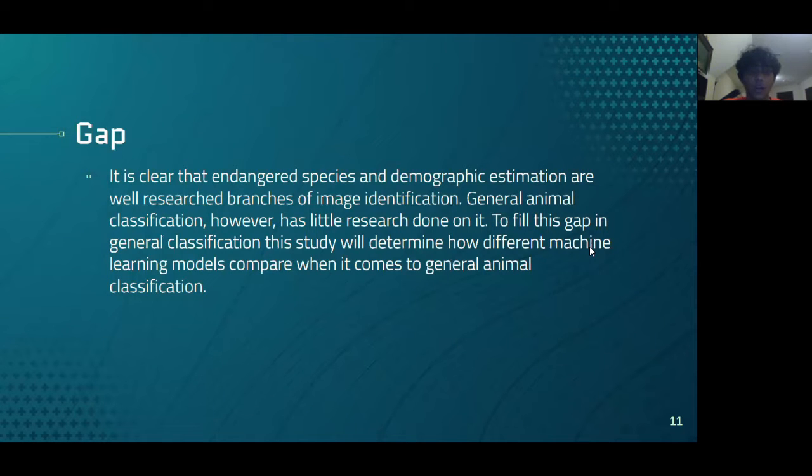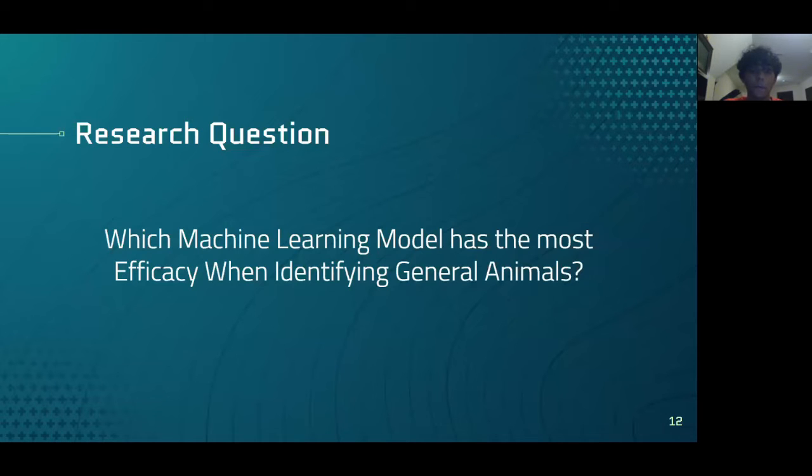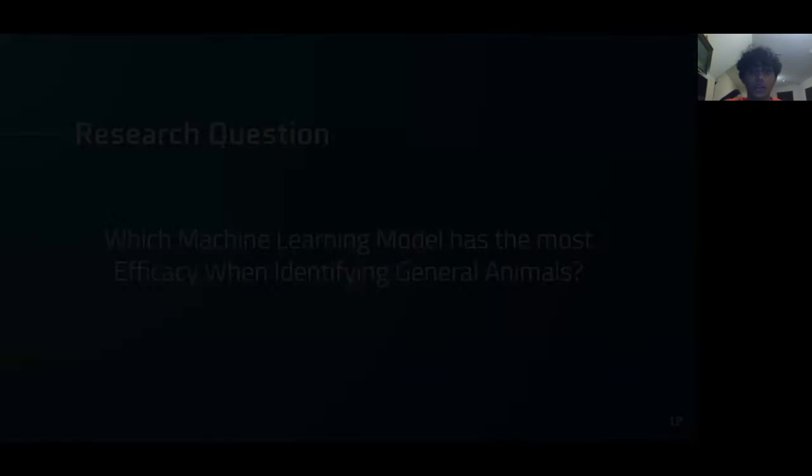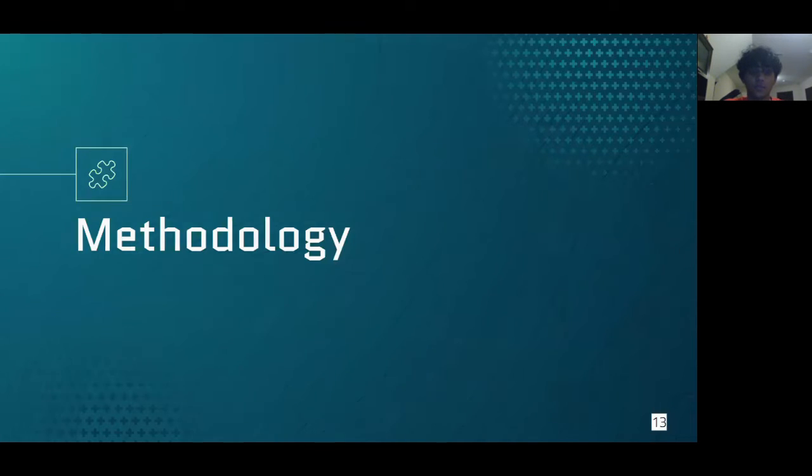From the foundational documents, it is clear that endangered species and demographic estimation are well-researched branches of image identification. General animal classification, however, has little research done on it. To fill this gap in general classification, the study will determine how different machine learning models compare when it comes to general animal classification. So, my research question is, which machine learning model has the most efficacy when identifying general animals?